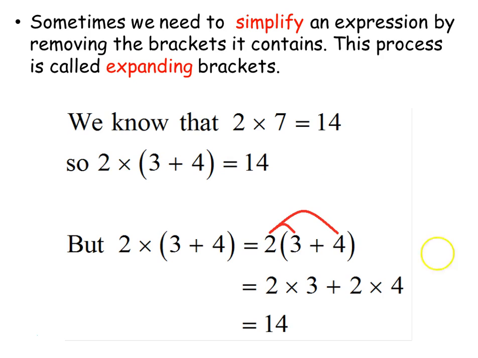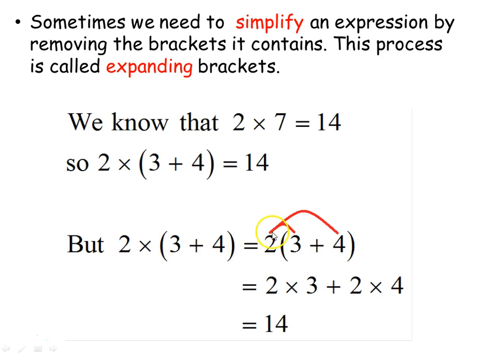So for instance, we know that 2 times 7 is 14. But that 7 could be written as 3 plus 4 in brackets. So that 2 times brackets 3 plus 4 will also give us 14. So let's expand out the bracket. So we can write that as 2 times left-hand bracket 3 plus 4 right-hand bracket.